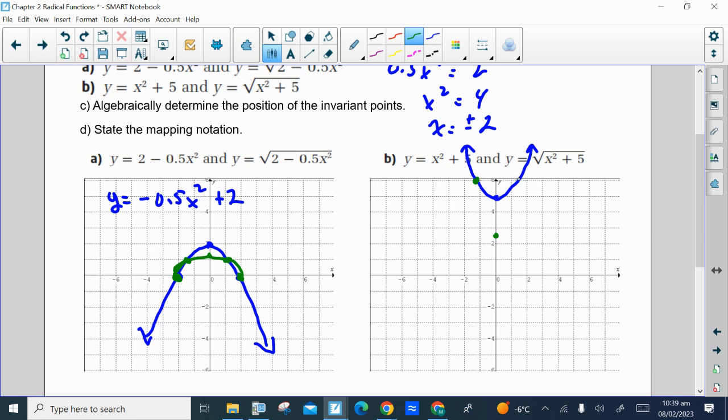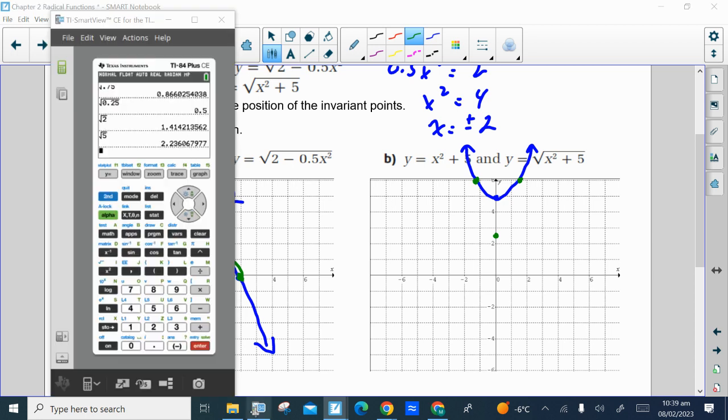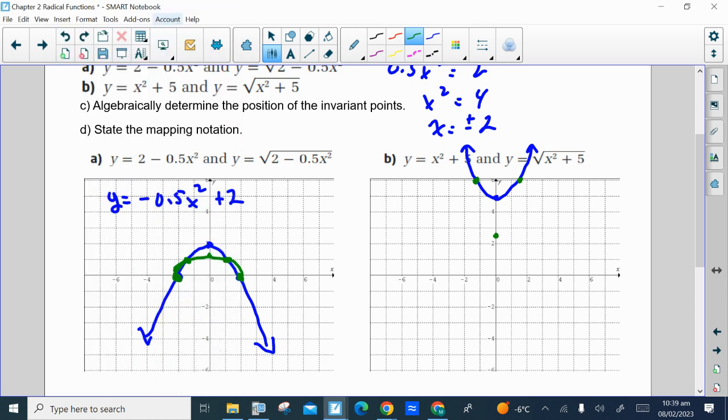Let's take this point, which was where y was 6. The square root of 6, we can do on our calculator. It's approximately 2.2449, a little bit more than the previous value of 2.236. The x values don't change, but the y values are slightly higher.